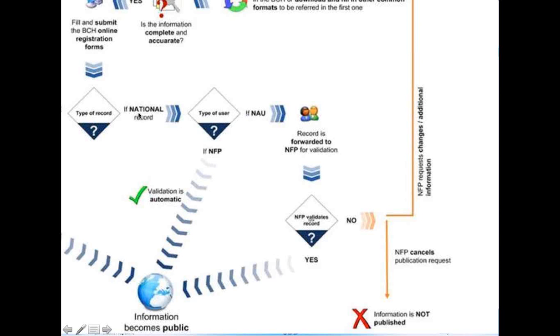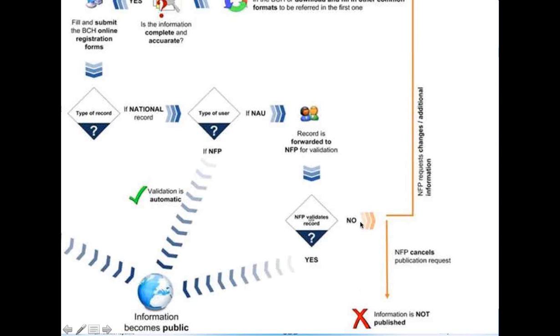But if it's the national authorized user, it's definitely a national record. The record is sent to the national focal point for validation, and the national focal point will either validate it or refuse it. If the national focal point validates the information, then he will click on validate, yes, accept the record, and it becomes published, therefore it is public.